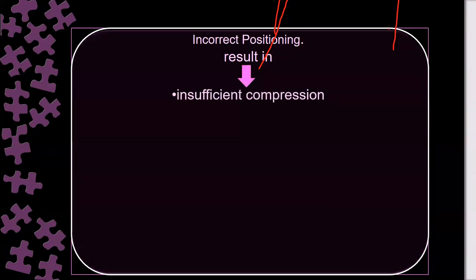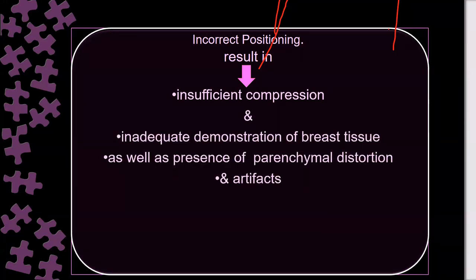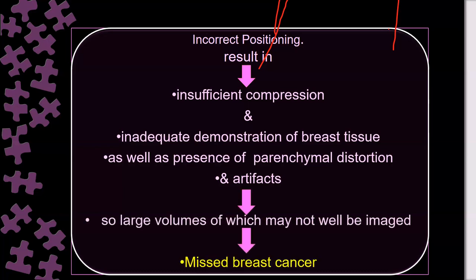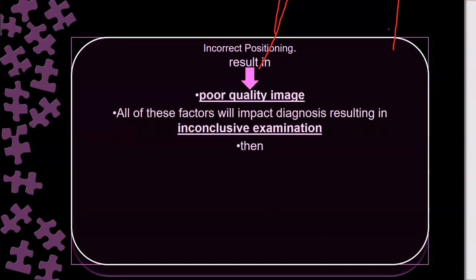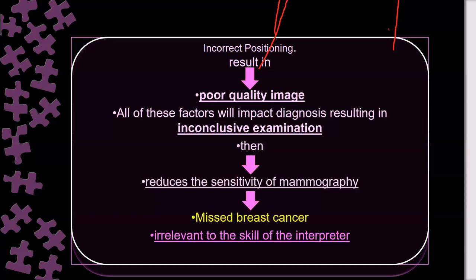An incorrect positioning can result in insufficient compression and inadequate demonstration of breast tissue, as well as parenchymal distortion and artifact, and might result in large missing portions of breast tissue and ultimately missing breast cancer. An incorrect position can also result in a poor quality image, and all of these factors will impact diagnosis, resulting in an inconclusive examination. Then it reduces the sensitivity of mammography and results in missing breast cancer, irrelevant to the skill and experience of the radiologist.